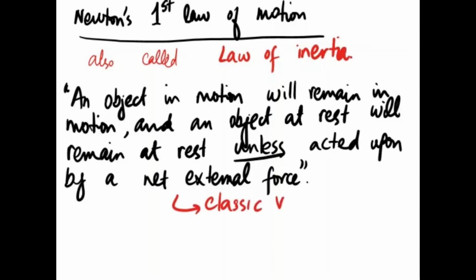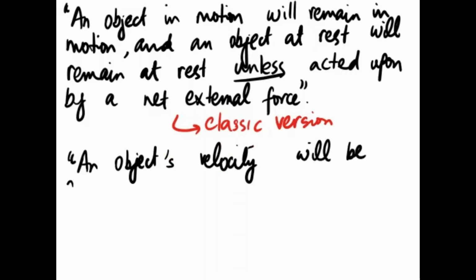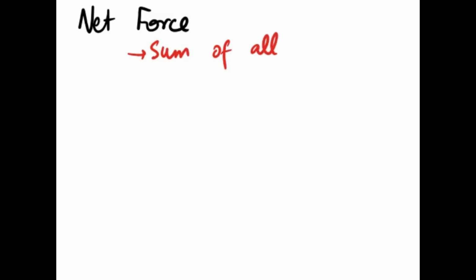Another way that we can look at how Newton's first law of motion describes motion is that an object's velocity will be constant if there is no net force acting on it. Now this brings up the word net force. So let's go ahead and define what net force is. Net force is the sum of all the forces acting on an object.